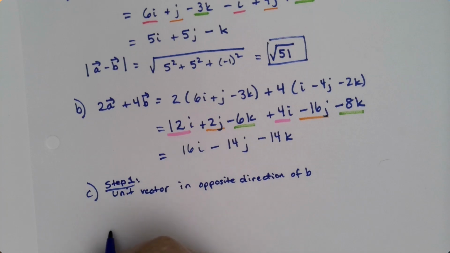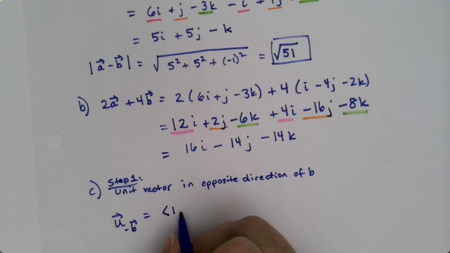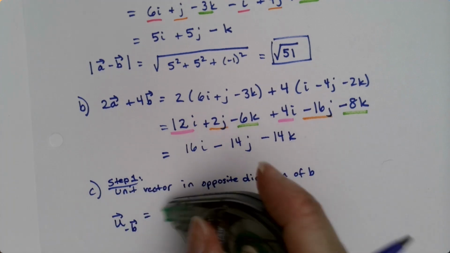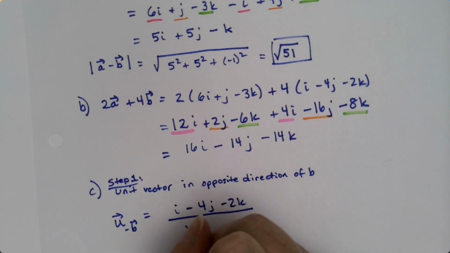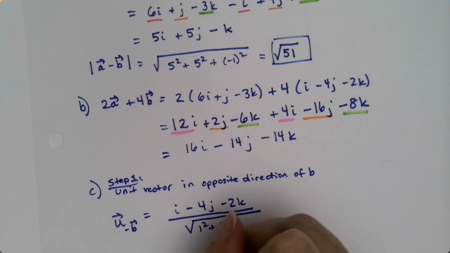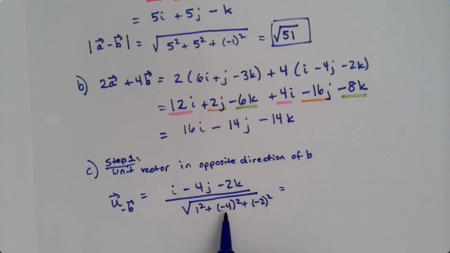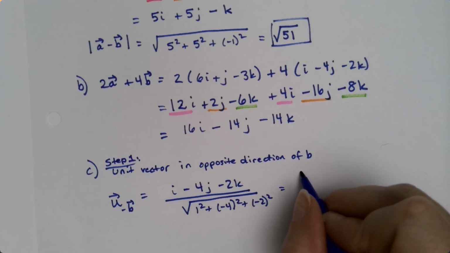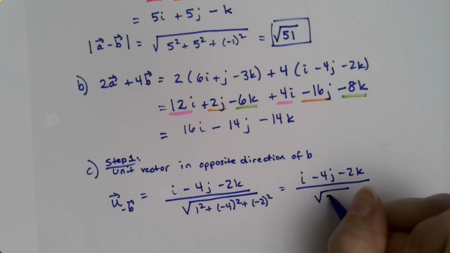Well, we can just do it all at once. So the unit vector in the opposite direction of B, so in the negative B direction, would be, here, let me do it this way. It would be i minus 4j minus 2k divided by the square root of 1 squared plus negative 4 squared plus negative 2 squared. Well, that's 16 plus 4 is 20 plus 1 more makes 21. So that's i minus 4j minus 2k over the square root of 21.